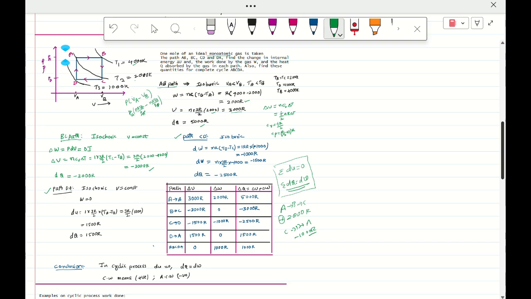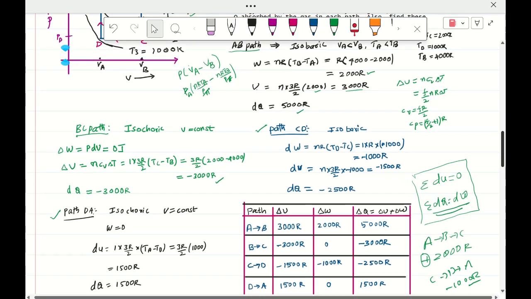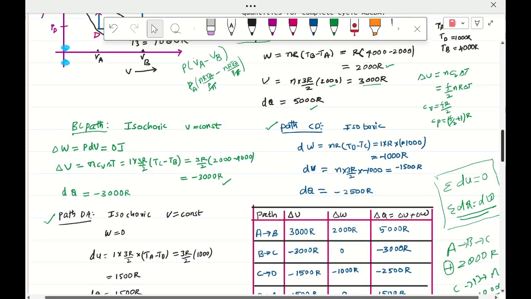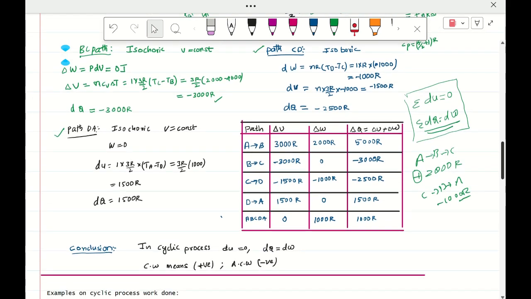So okay, this is related to this graph and the given concept, right? So I hope you understand this, how to calculate along each process. Conclusions I have given: in a cyclic process, dU is equal to 0, sigma dU is equal to 0, and sigma dQ is equal to sigma dW, sigma adding. So a clockwise cyclic process means positive and anti-clockwise means negative. And one more conclusion you can write here.